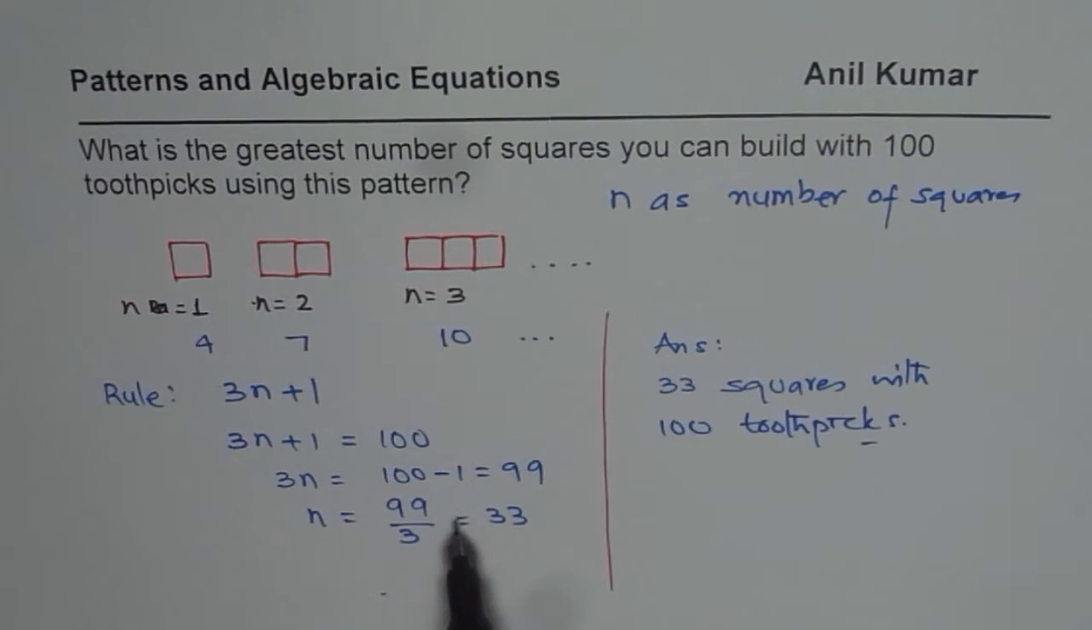Now the approach which I have shown you is an algebraic approach. So 3n plus 1 equals 100. That means if you take away 1 from both sides, you're left with 99. 3 times the number of squares is 99. So the number of squares should be 99 divided by 3, which is 33. So that is how you should get the answer.